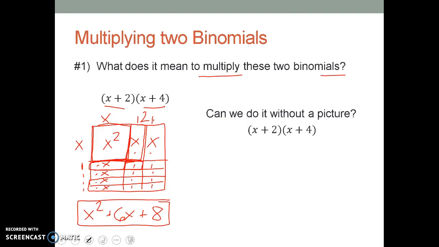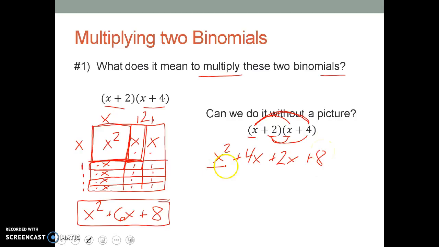Well, this can be done also without a picture. We can do this by taking this x here and multiplying it by, kind of like distributing twice, multiplying it by the x and the 4. In other words, x times x gives me the x squared, and x times 4 is 4x. Then I would have to take the 2 and do the same thing, multiply the 2 times the x, which is 2x, and 2 times 4 is 8.